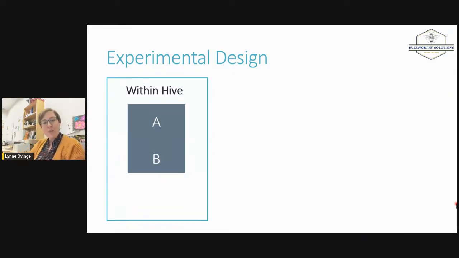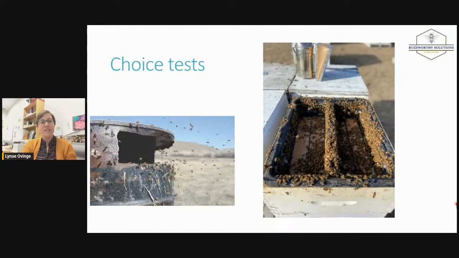Now I said I was done with experimental design, but I do have another completely different type of one that can be useful in certain situations I want to tell you about, and we're going to call it within hive. And essentially it's a choice test. So these feeders are really popular in Alberta. Not everyone uses them, but quite a few of them have a division. And so this is an example where we can offer the bees a choice between this side and that side.